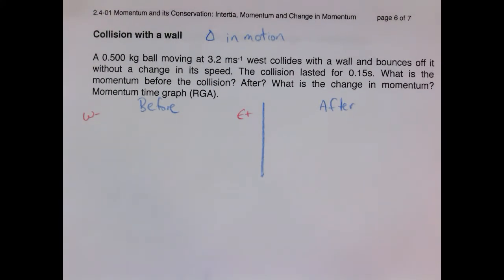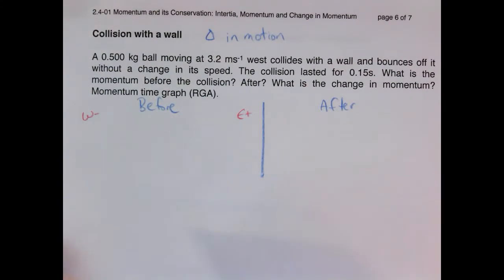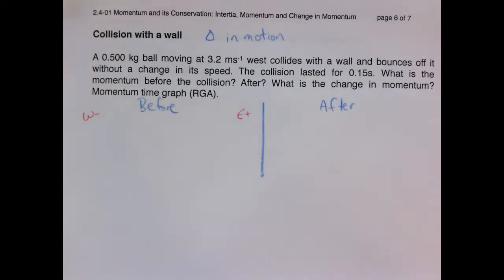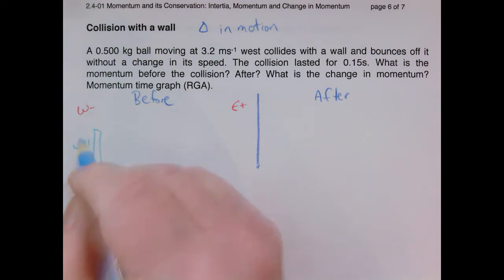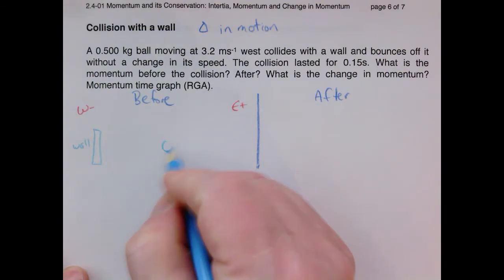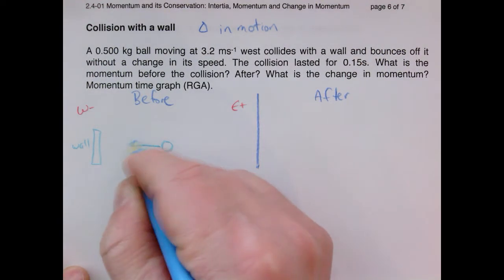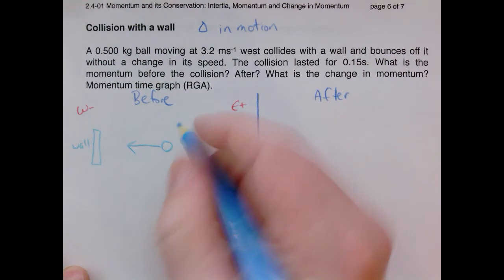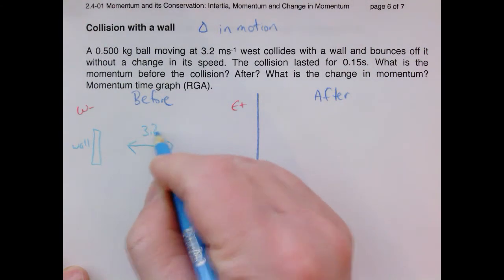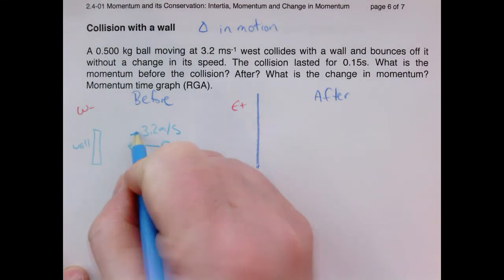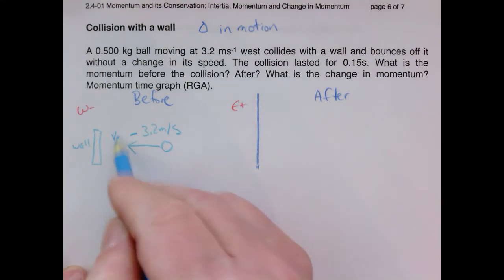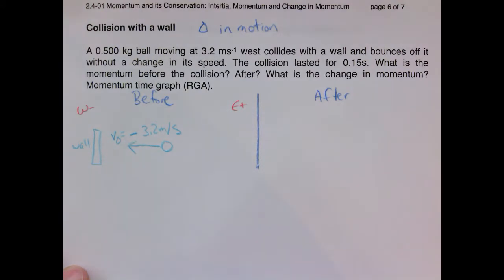Now the object is traveling westward and hits a wall, so I need the wall to be over on the west side. And we have a ball like this, and the ball is traveling like so. Its speed is 3.2 meters per second, but because this is the negative direction, its velocity is negative. So its initial velocity is minus 3.2 meters per second.